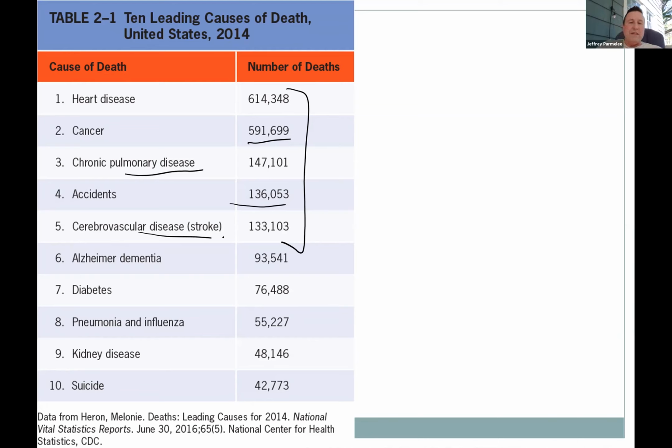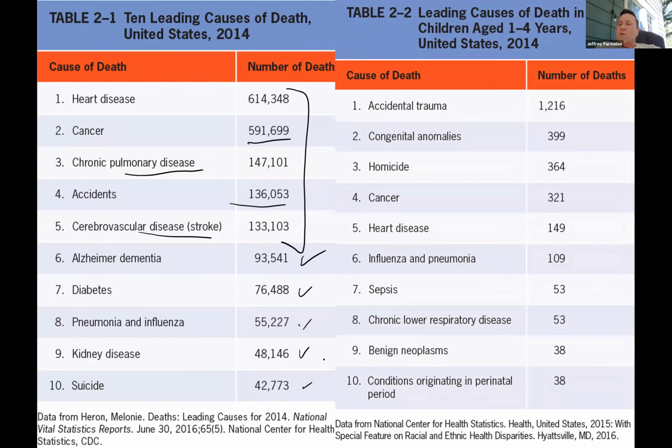As you go down, you can see Alzheimer's increasing with an aging population, complications from diabetes, pneumonia, kidney disease, suicide up there too. Now, of course, if you look at a young child, it's not going to be heart disease and cancer, right? So if you look at age 1 to 4, accidental trauma, sadly enough, indeed. And early on, congenital anomalies.